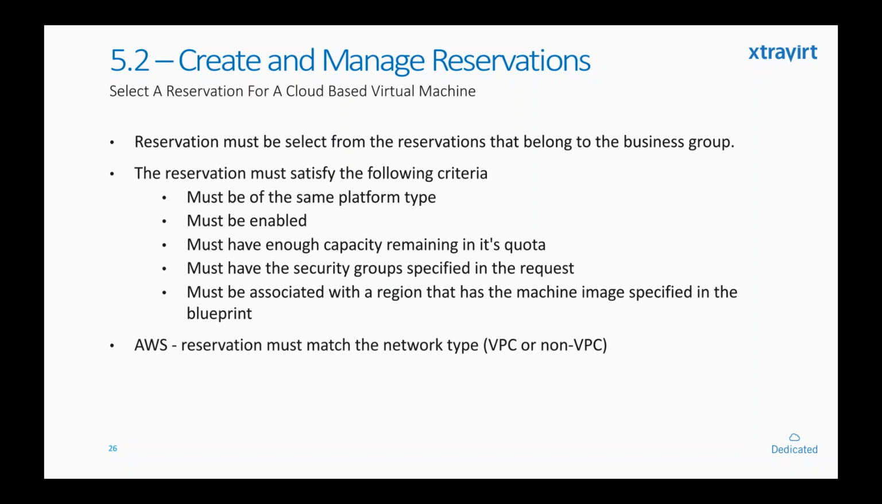To set a reservation for a cloud-based machine, it's very similar, but there are a few criteria that need to be satisfied. They must be the same platform type, the reservation must be enabled, there must be enough capacity remaining in its quota, and a security group specified. It must also be associated with the correct region that has the machine image specified in the blueprint, otherwise it won't work. And for AWS, you need to make sure the network types are matched, so VPC or non-VPC.